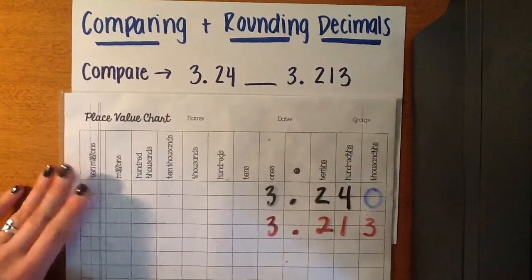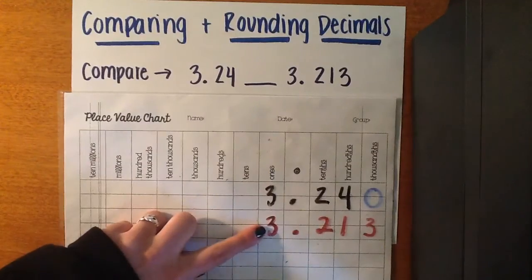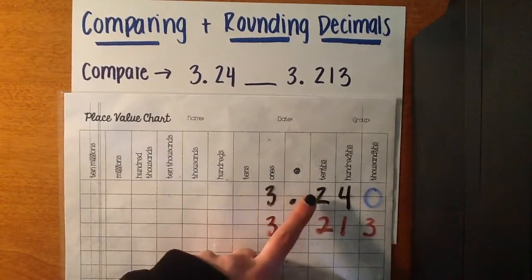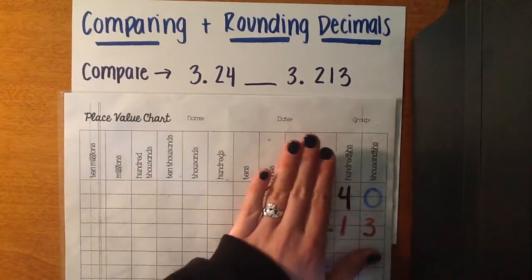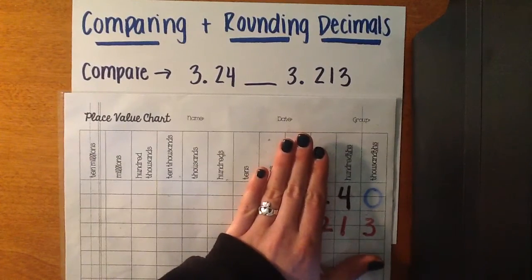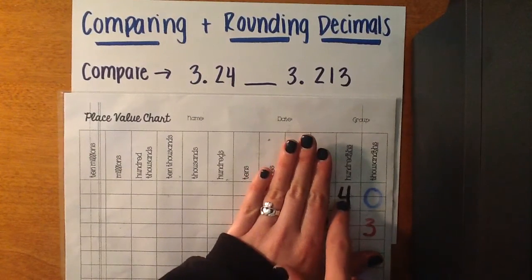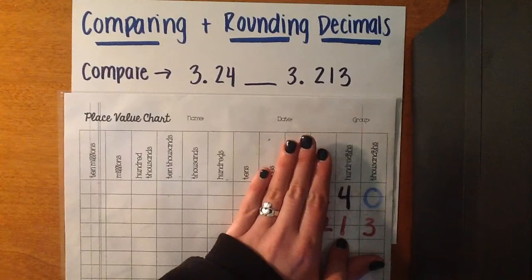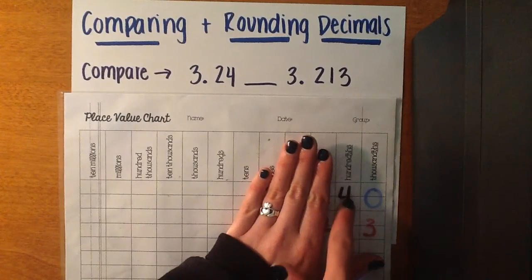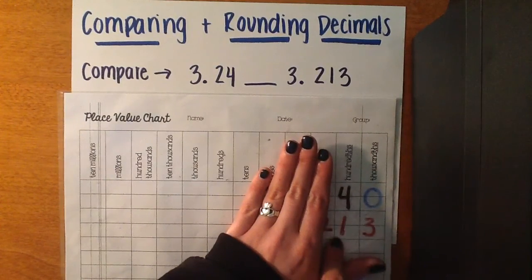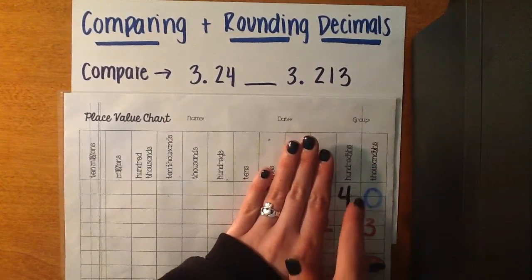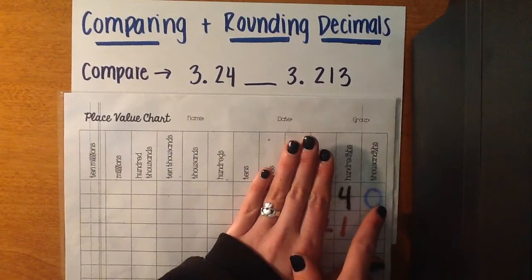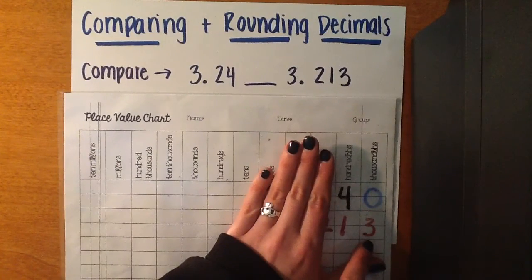So let's see. They both share a 3, so that's not going to help. They both share a 2 in the tenths, so that means I have to look at the hundredths. And I see that this top decimal has 4 hundredths, and the bottom has 1 hundredth. So I already know that the top is going to be bigger than the bottom because of the amount of hundredths. I could also look at it as, well, look, there's 40 on the top and 13 on the bottom.